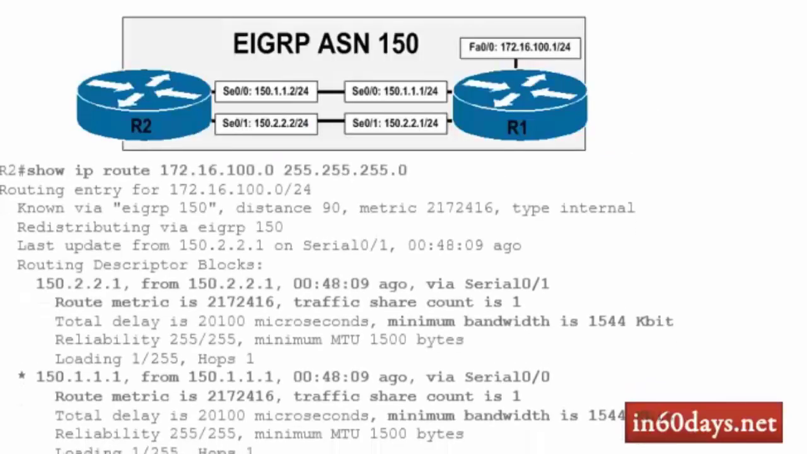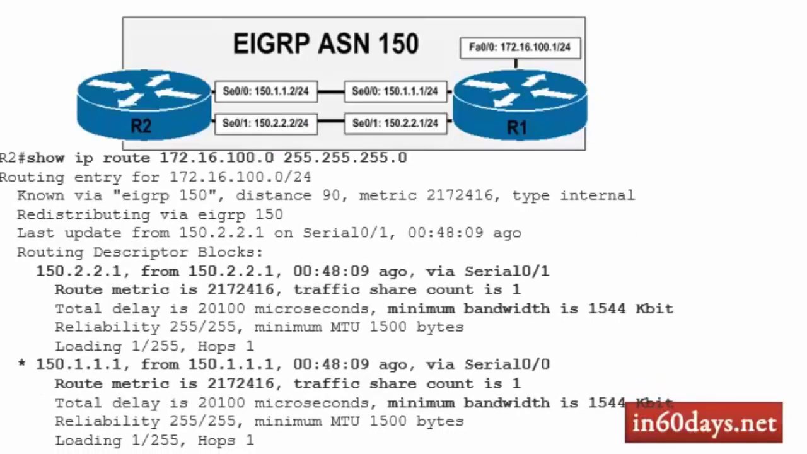We've got a sample network here, and if I issue a show IP route, you can see to get to the network off router 1, the 172.16.100 network, there are two paths to get to it from router 2. Now, because the metric is exactly the same, because the links both have the same bandwidth, EIGRP is going to load balance across the two links.